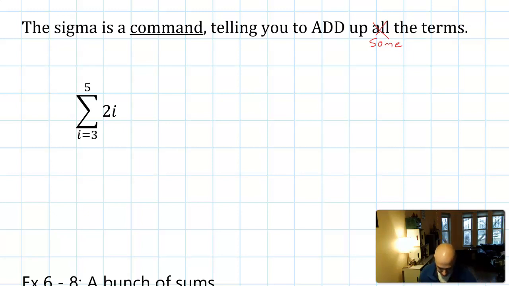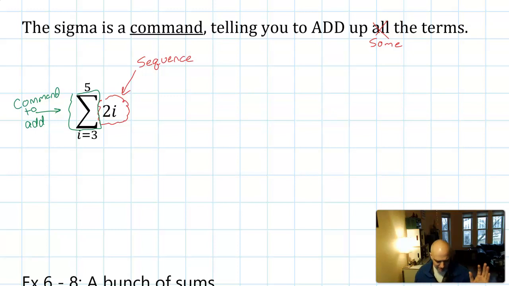So, how do you interpret this? Well, this piece right here is the sequence. This piece is the sigma. That's telling you the command to add stuff up. And I said all the terms, not all the terms, but some of the terms. Well, what terms should we add? Those are going to be told to us by these letters up here and down there.